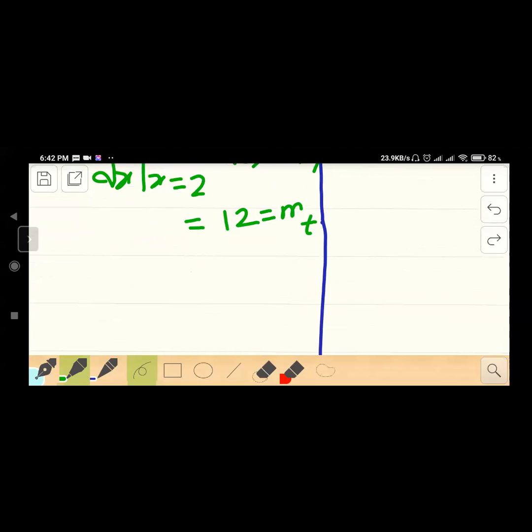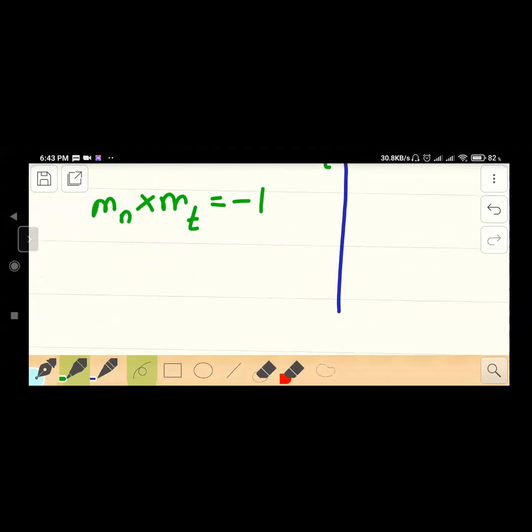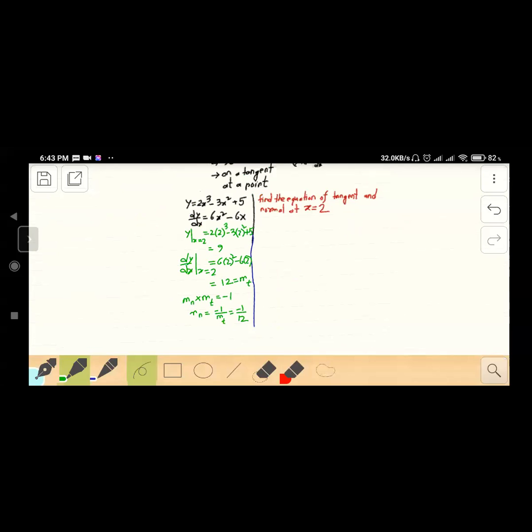Now find the gradient of normal. We know gradient of normal into gradient of tangent is equal to -1. So gradient of normal will be equal to -1 by gradient of tangent. That means -1 divided by 12. So now we have the coordinate values of x and y, the gradient of tangent and the gradient of normal. Now use the equations to find what was expected.